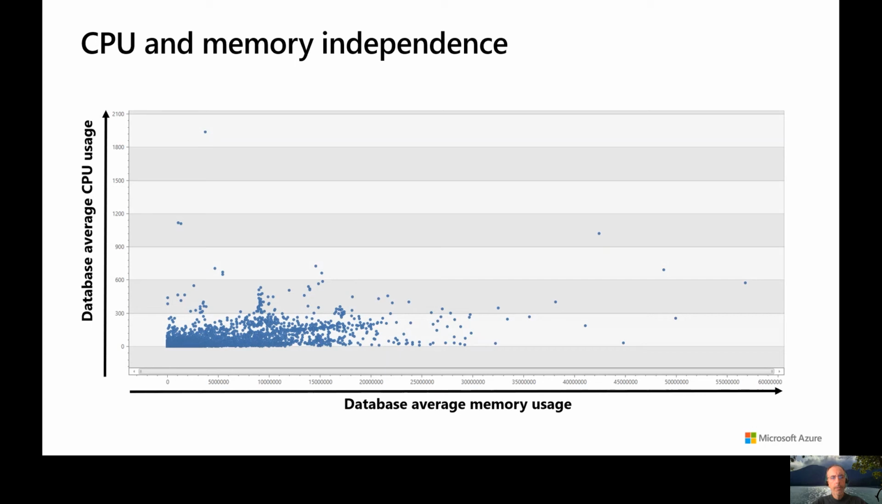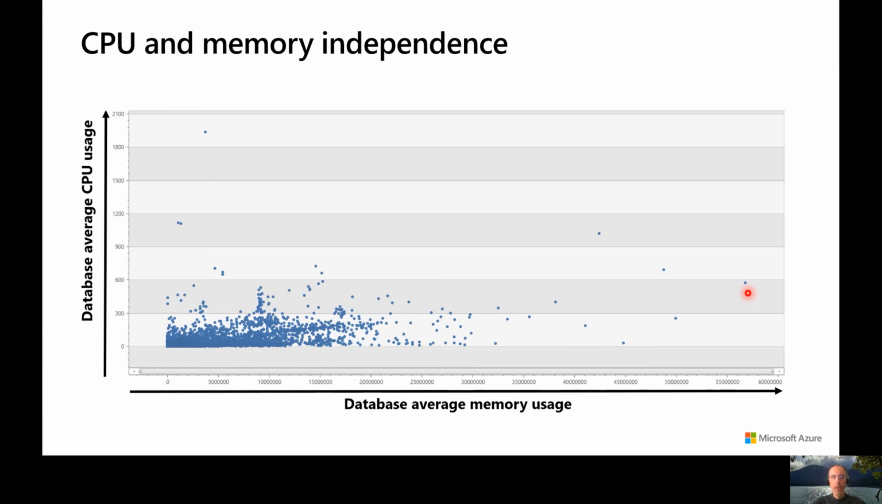Now, when we set out to design serverless, we wanted to pay special attention to the relationship between memory and CPU usage for any given database. So what I'm showing here is a scatter plot, which is showing the usage of databases both in terms of memory and CPU over a 1-week period. So each point in the scatter plot represents one database and its usage over a 1-week period.